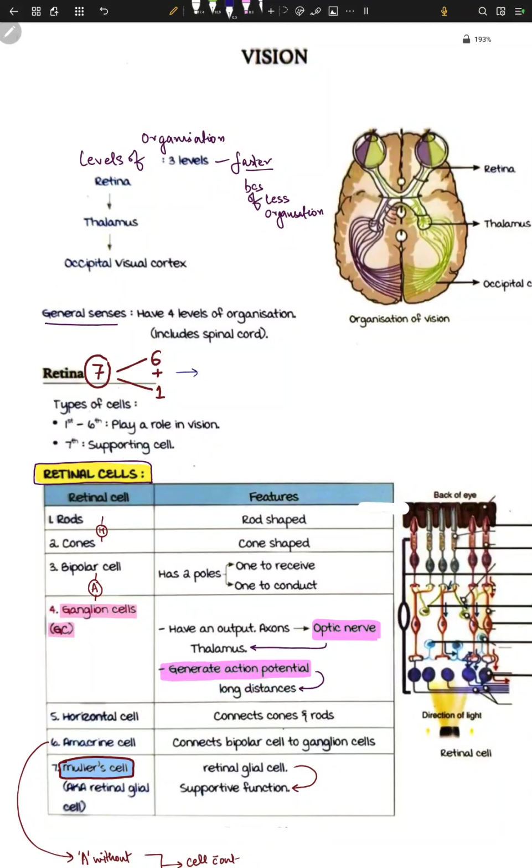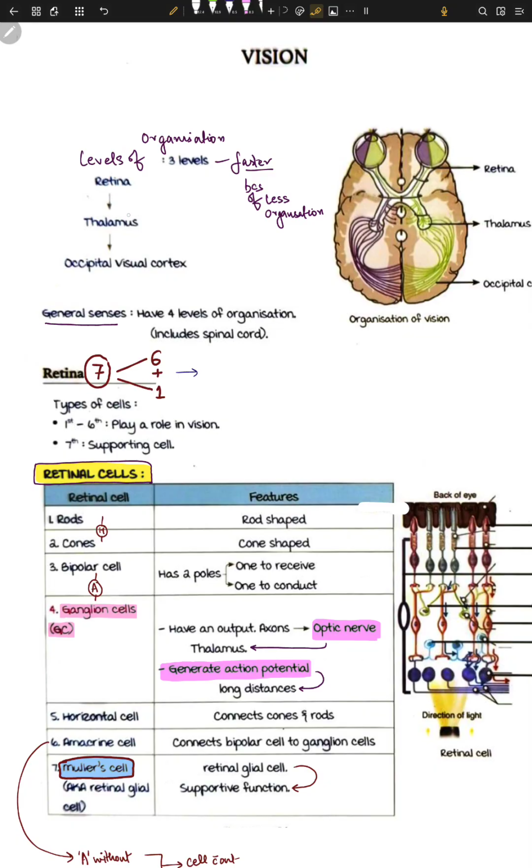Hi guys, so today we can study vision. Vision is organized under three levels and touch was organized under four levels. So we can say that vision is a little bit faster than touch because there is less organization, less bureaucracy in the body. That's the first conclusion. Cool.